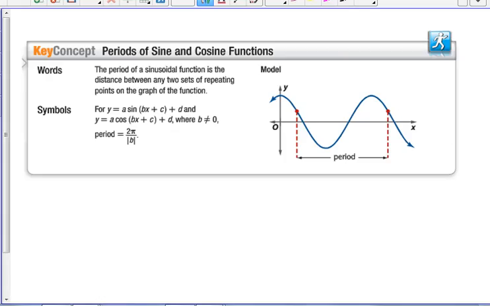The next is the period. It says the period of a sinusoidal function. By the way, sinusoidal function means both sines and cosines. Rather than saying the period of sine and cosine functions, they just call them all lumped together, sinusoidal. The other reason for that is the cosine is really just the sine shifted over.